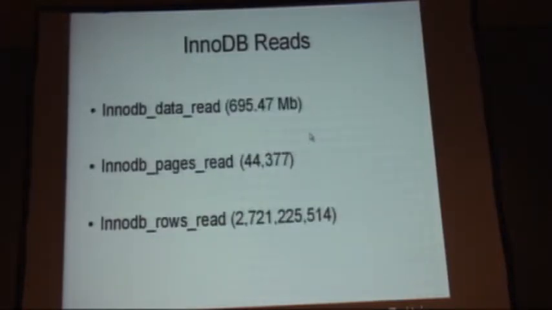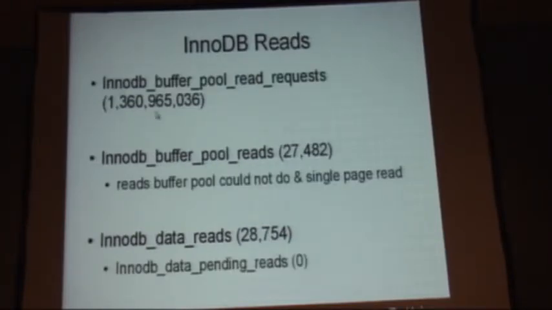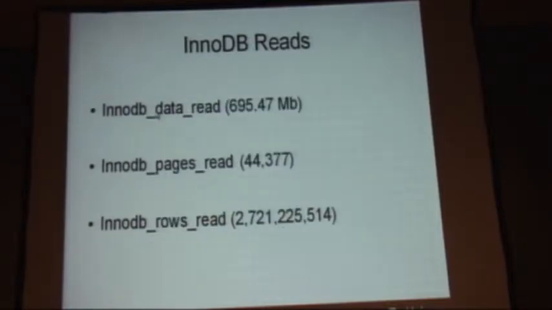InnoDB data read, so it's the total amount of data read. InnoDB pages read, total amount of pages read. InnoDB rows read. Right, so you can see the InnoDB number of rows read is 2 billion. This is 1 billion. So you can say, okay, a request could be for maybe on average about 2 reads, which kind of makes sense. You might read the next record ahead of time just to see. So you might request this one and the next gap, the next key locking.